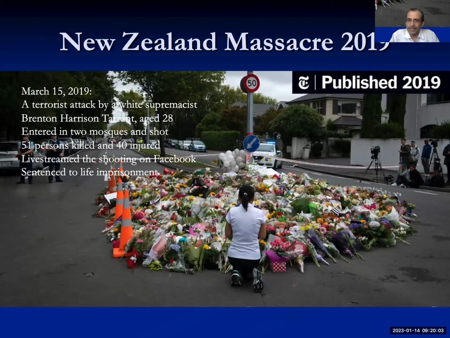Let's begin. In 2019, there was a very, very serious attack by one person in New Zealand. The incident was held on March 15, and it was a terrorist attack by a white supremacist. I'm not naming the guy, 28 years old, and he entered two mosques in Christchurch, New Zealand, and massacred 51 people, with 40 injured, and he live streamed that shooting on Facebook. Right now he's in prison. He was sentenced to life imprisonment. If it was not New Zealand, in some countries like the USA, he could have been given a death sentence because it's a really serious attack.